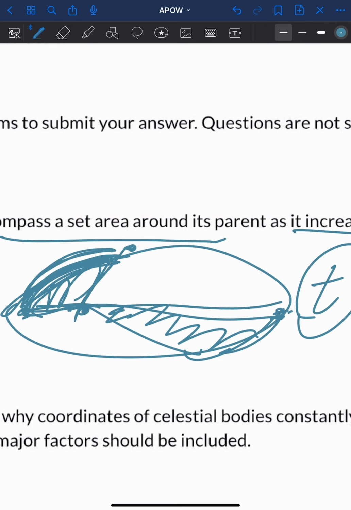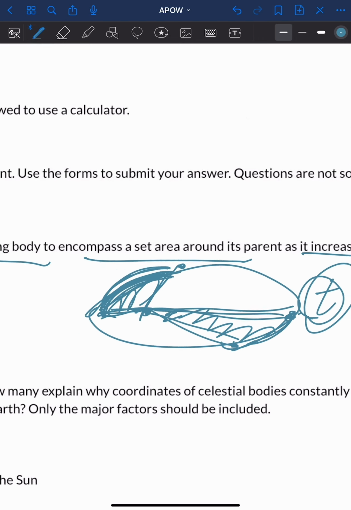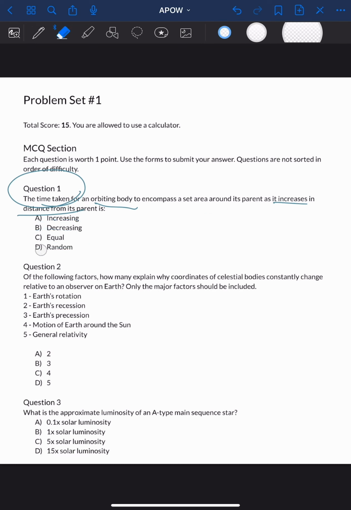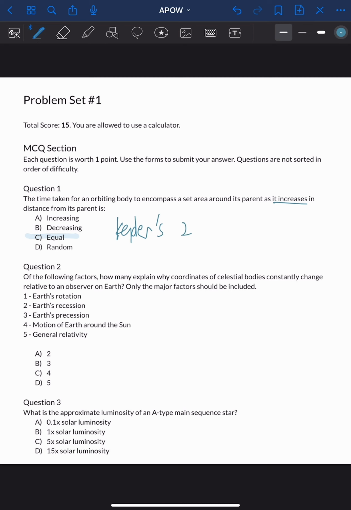Whereas for a point further off, even though it travels less during the same time t because of its lower velocity, the fact that it's so far away just gives it more area. So the net outcome is that it's equal. Kepler's second law, basically. So I guess we'll just highlight it. Equal. And the key here is Kepler's second law.